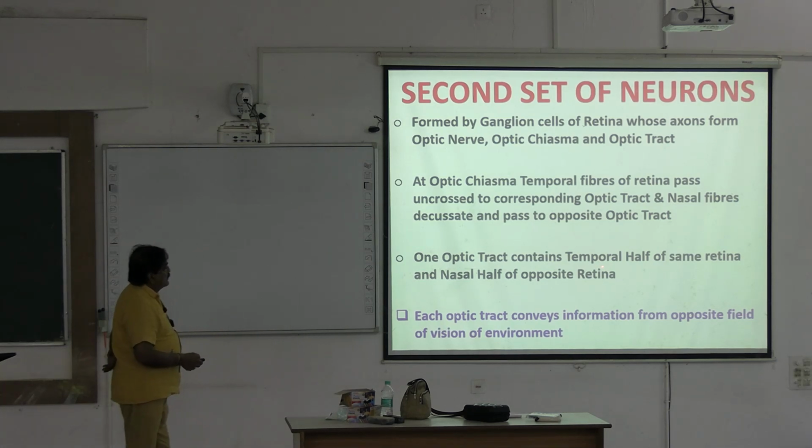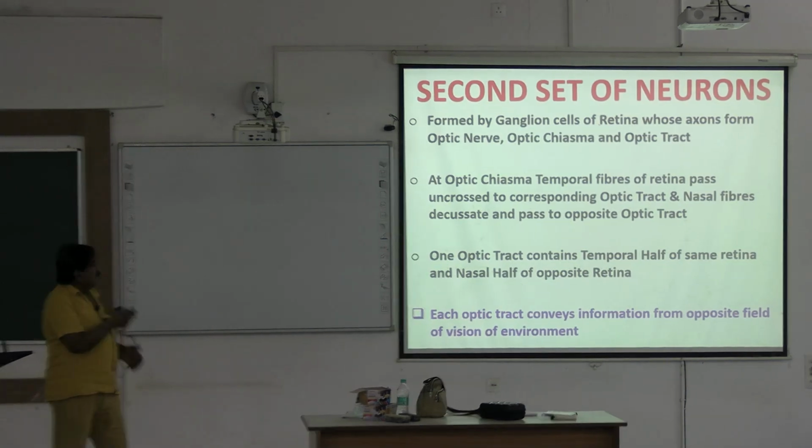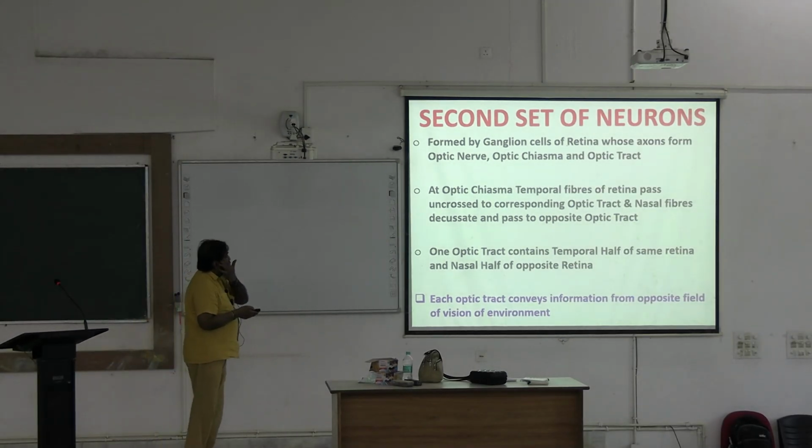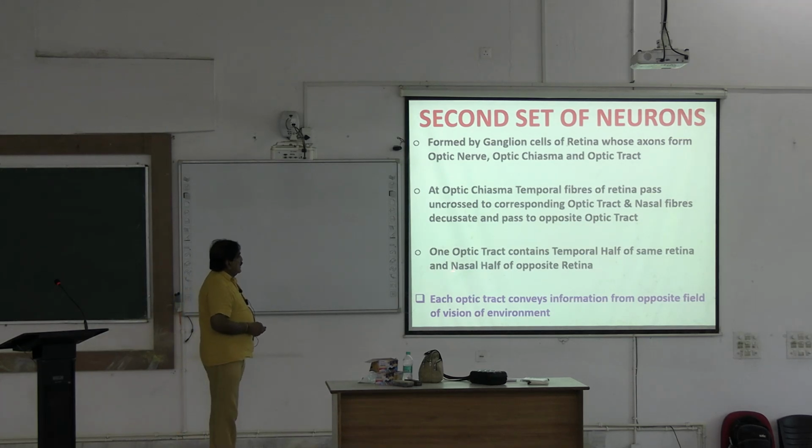One optic tract contains temporal half of the same retina and nasal half of the opposite retina. Nasal half, temporal half. At the optic chiasma, temporal fibers of the retina pass uncrossed to the corresponding optic tract and nasal fibers decussate and pass to the opposite optic tract. Each optic tract conveys information from the opposite field of vision of the environment.